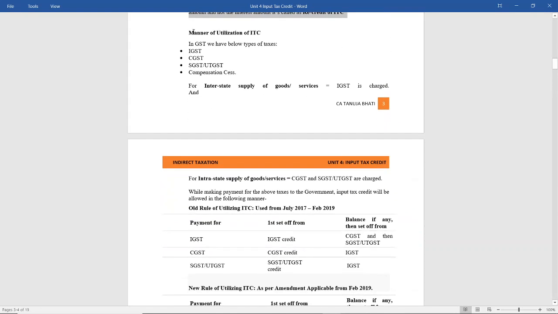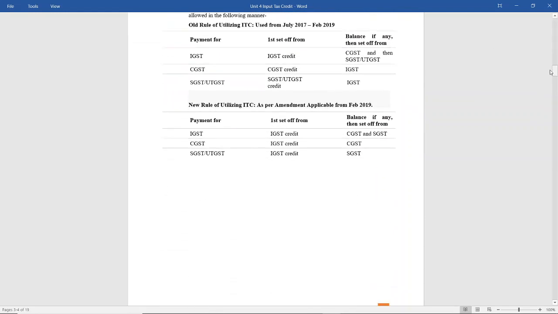Next, how can I use this ITC? See, if I have made interstate purchases, then I will pay IGST, so I will get a credit of IGST. If I made intrastate purchases, then I will get a credit of CGST and a credit of SGST. So how can I use this credit? There is a manner of utilizing the credit.